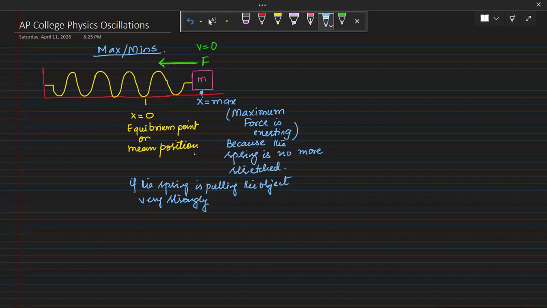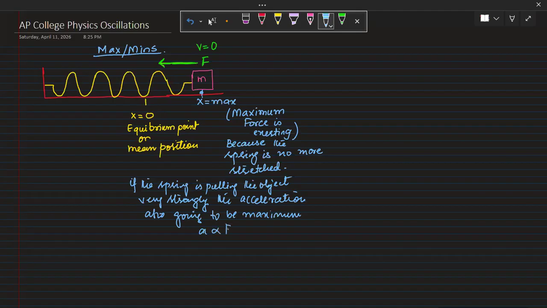Okay, so if the spring is pulling the object very strongly, the acceleration is going to be maximum as well. The acceleration is also going to be maximum since acceleration is directly proportional to the force, right?